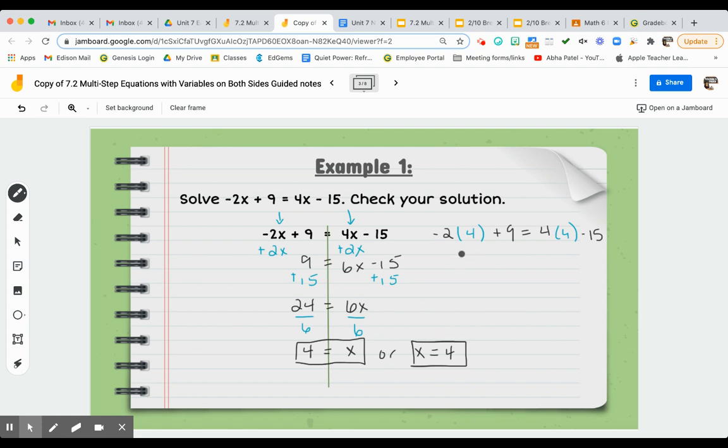So negative 2 times 4 is negative 8, plus 9, is equal to 4 times 4 is 16, minus 15. Negative 8 plus 9 is 1, is equal to 16 minus 15 is 1. So this is good. That's how you would check your solution for this one. Okay?